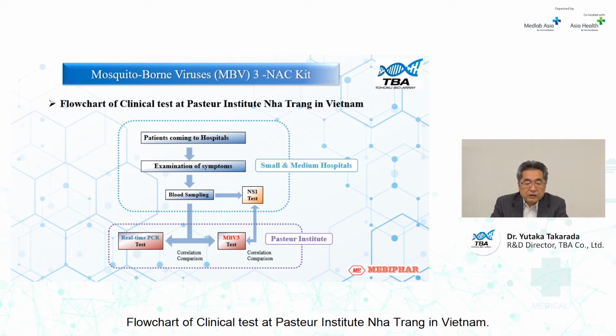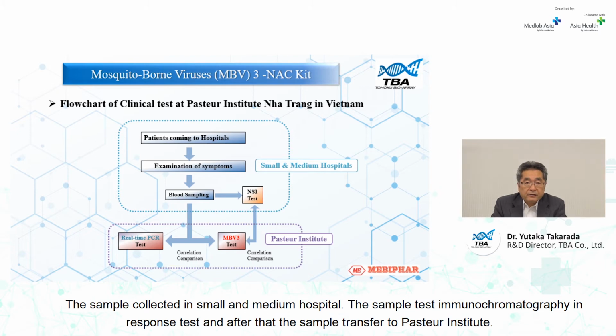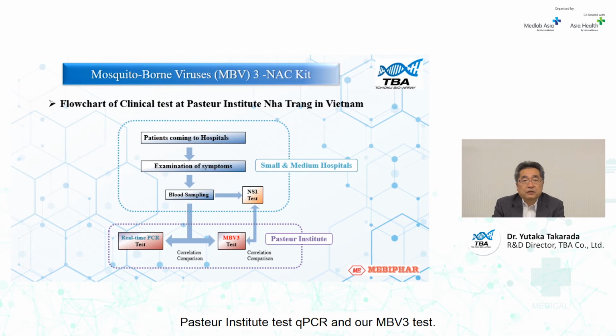Flow chart of the clinical test at the Pasteur Institute Nha Trang in Vietnam. The samples were collected in small and medium hospitals. The sample test was the immunochromatography NS1 test, and after that the samples were transferred to the Pasteur Institute. The Pasteur Institute tested them by qPCR and our MBV3 test.